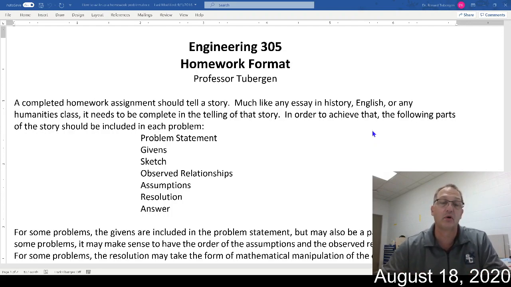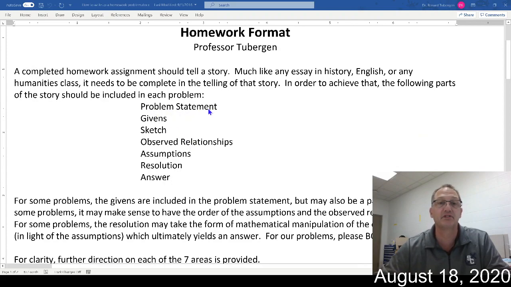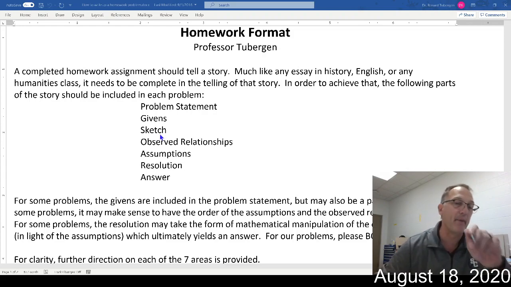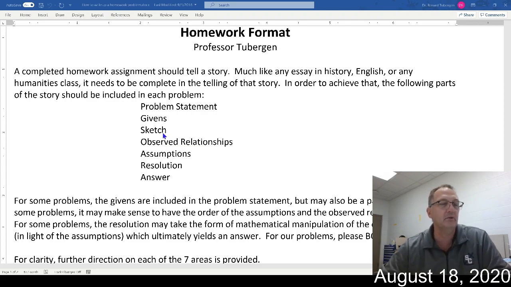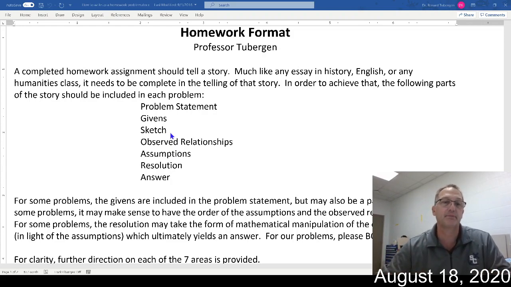And I think in order to do a good job, these are the parts of the story that should be in every problem. And that is a problem statement. What are we trying to find? What are we trying to do? What are the givens? There should be a sketch so that we understand the physical situation. And maybe that's my bias as a mechanical engineer. Maybe if you're an electrical engineer, there doesn't need to be a sketch. I don't know. Maybe, but there should be some picture, because a picture is so valuable in explaining the situation.